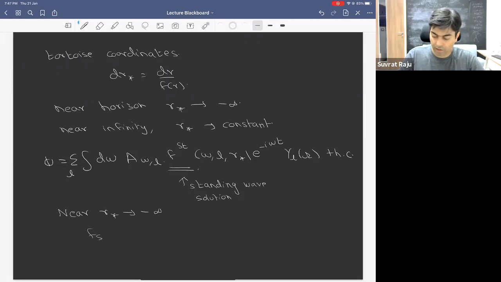we will demand that the standing wave solution goes like e to the i omega r star plus some e to the minus i delta, a phase that depends on omega and L, into e to the minus i omega r star.